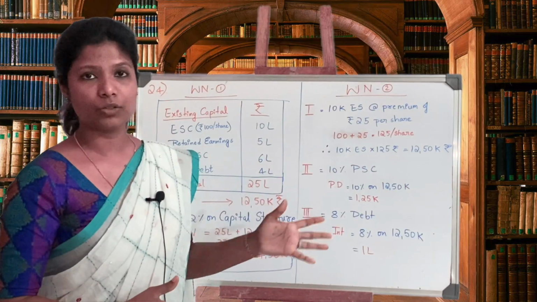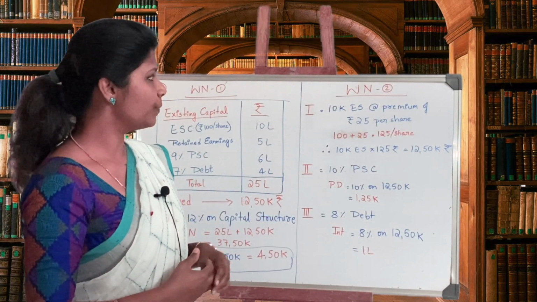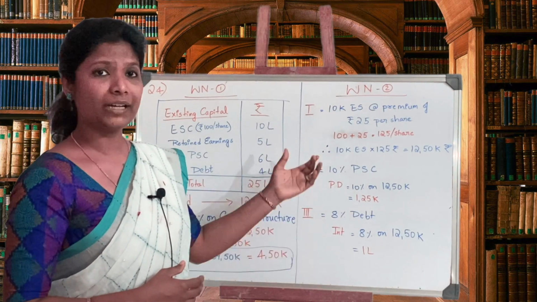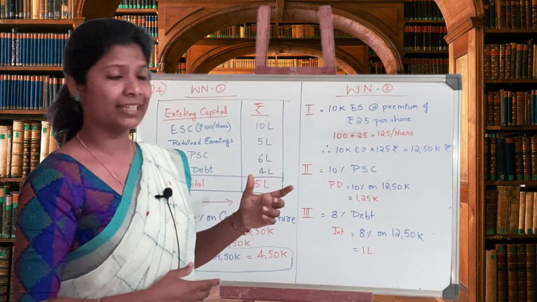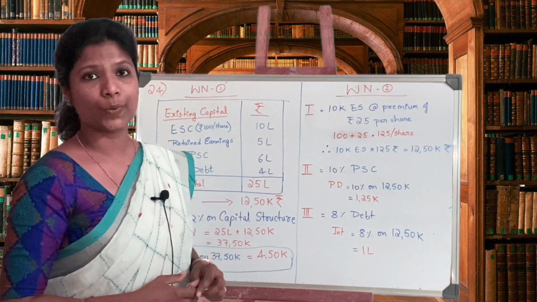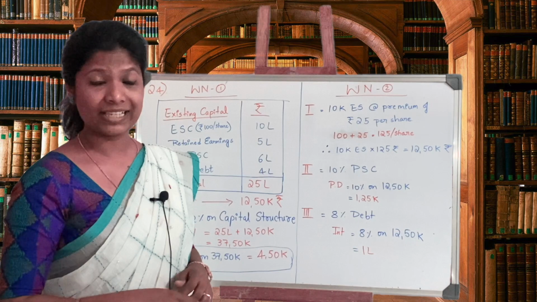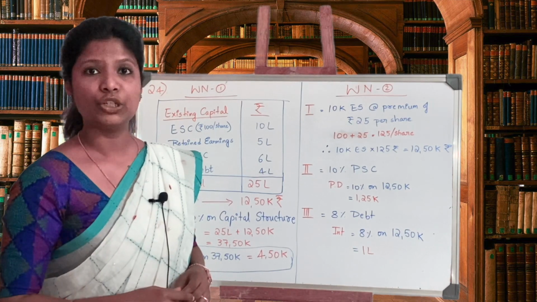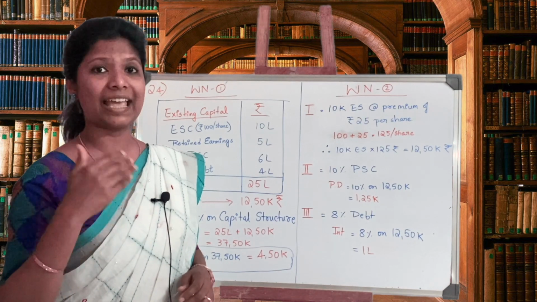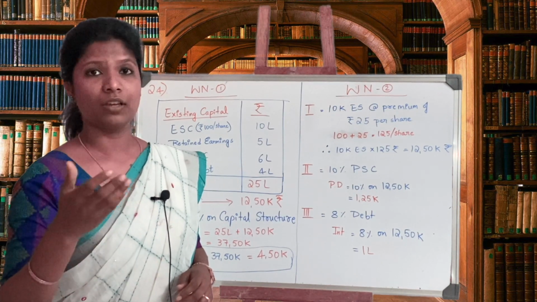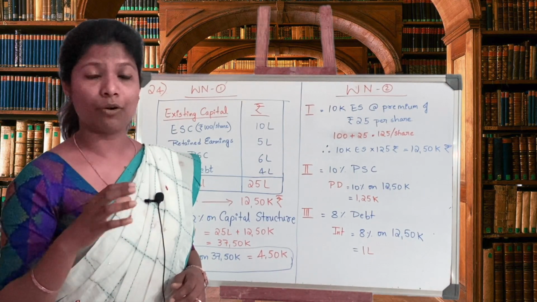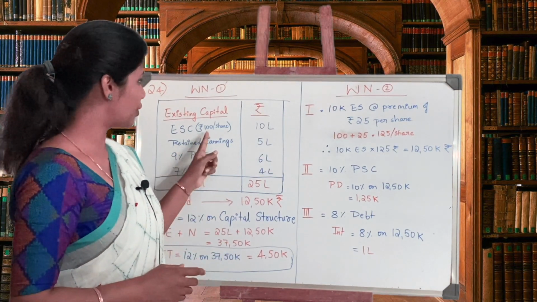Okay, so moving on to working note number 2. We have a calculation of 3 plans: plan 1, 2 and 3. Remember, each plan has to sum up to the needed capital of 12 lakh 50,000 rupees. The first plan: the question says 10,000 equity shares at a premium of 25 rupees per share. Premium means extra, right? Above the base price is 25. We need to know what the base price is. It's given in the question here.